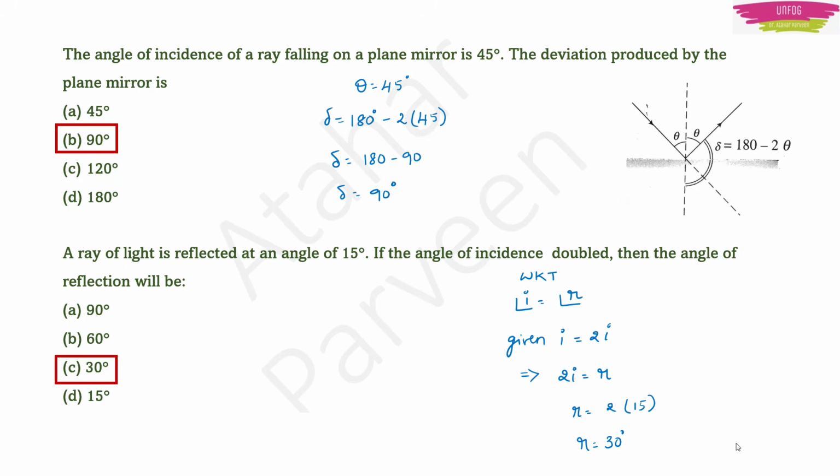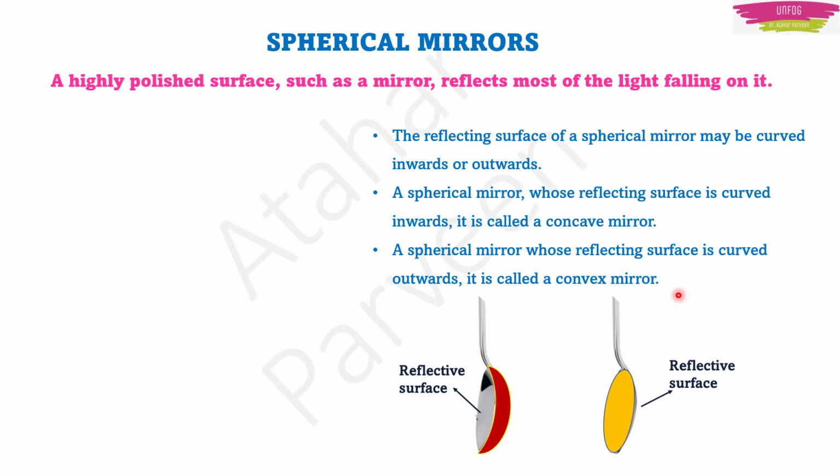Now let's proceed with what is reflection. First of all, reflection happens on a highly polished surface. That polished surface could be a mirror. This mirror reflects most of the light falling on it. Because they are curved in shape, we call them spherical mirrors.